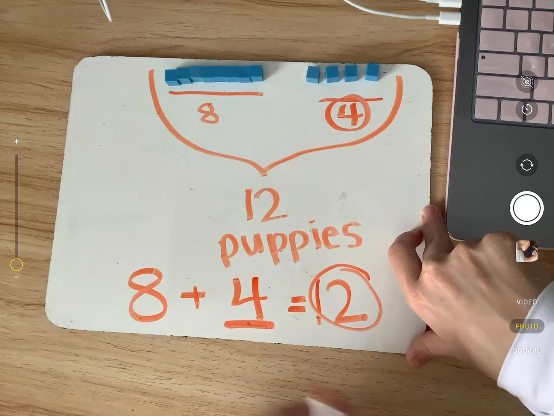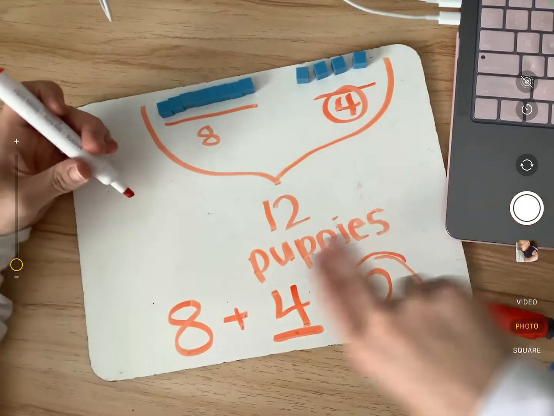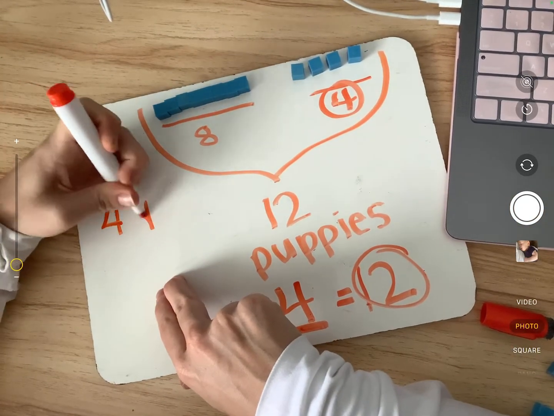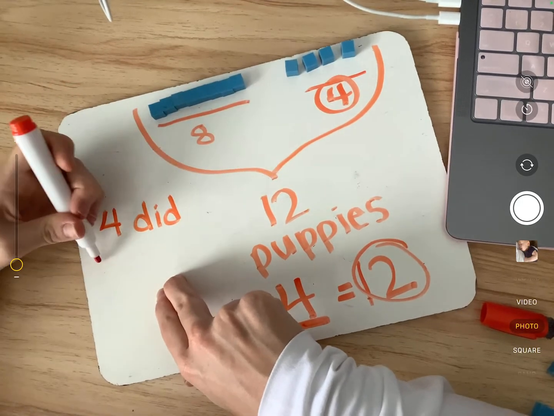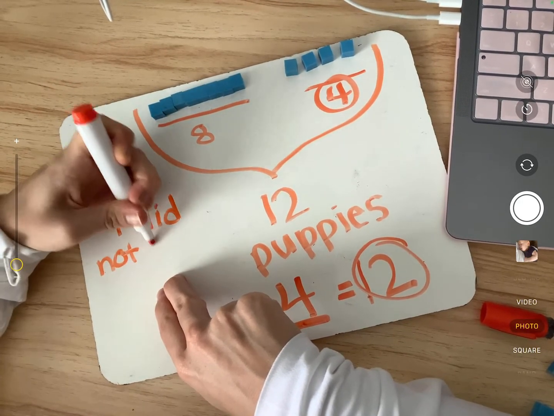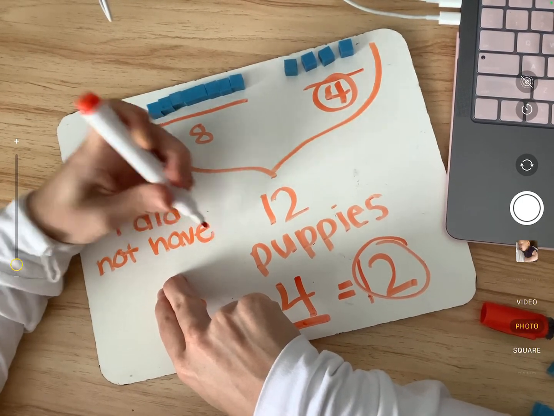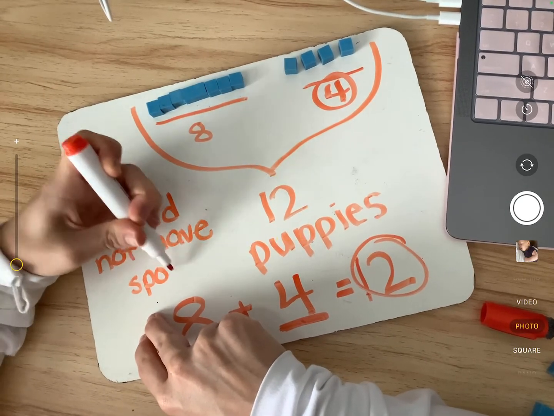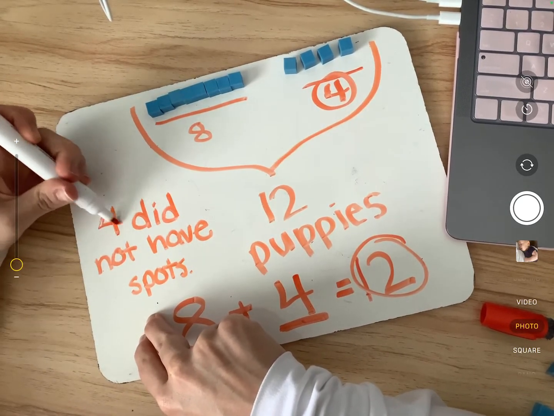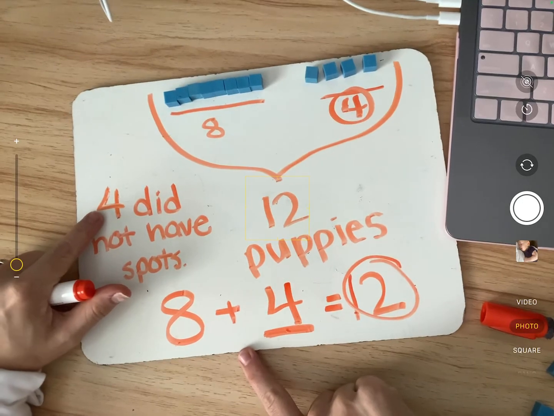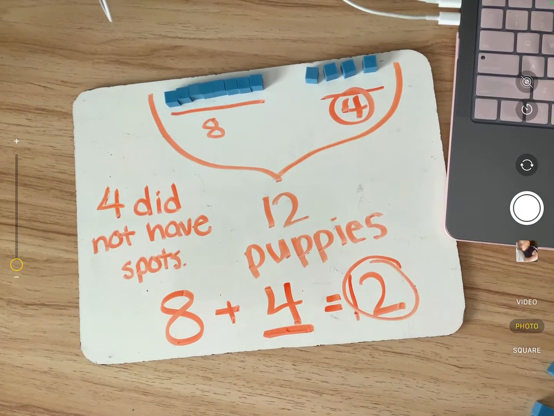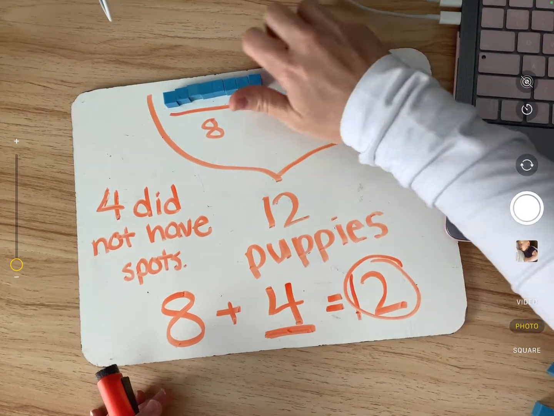So my answer, I could say 4 did not have spots. That is my answer. My answer is 4 because the question was how many did not have spots. Okay, let's do one more.